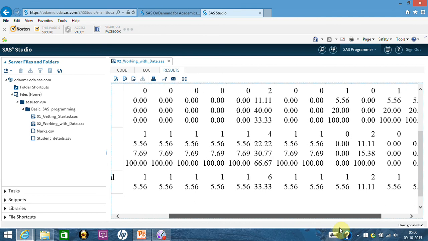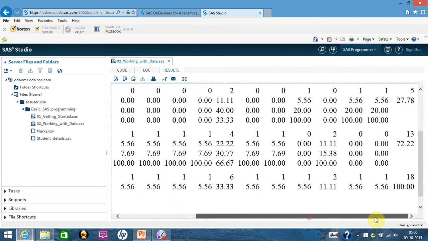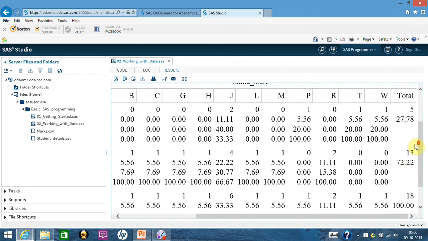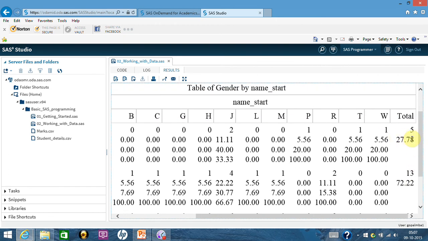Now at the end, it is just giving you the percentage here as well. For the column total and row total, again it is giving you the percentage of data. So out of 18, you have 5 here, so 5 divided by 18 gives you 27.78.